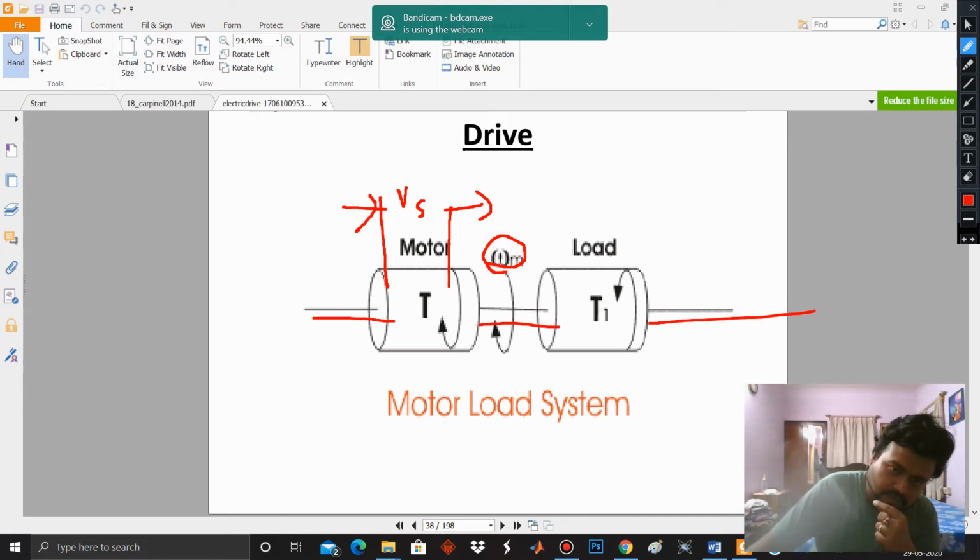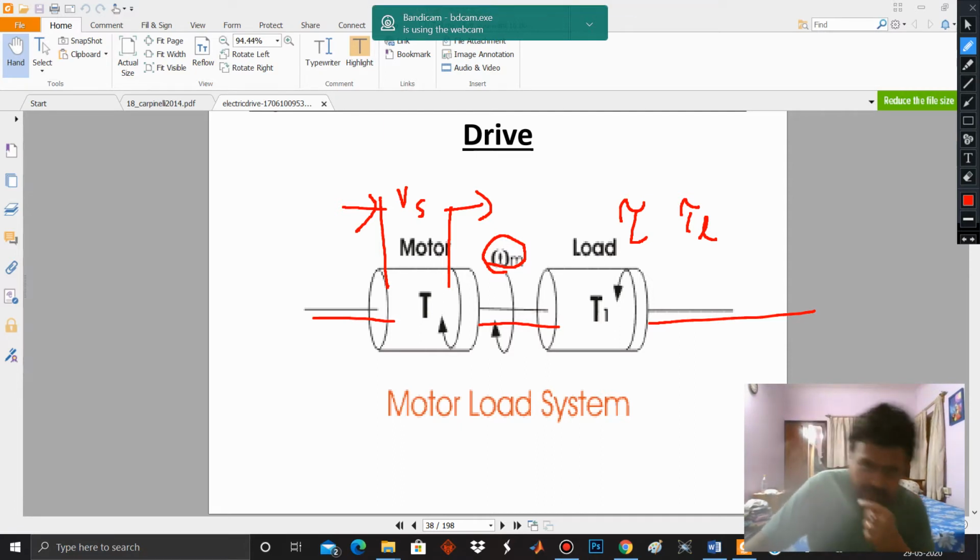Now the motor torque and the load torque will be opposing one another; they will act in opposite directions. If the load torque acts clockwise, the motor torque will act anti-clockwise, and vice versa. So this is the dynamics. The load will always oppose the motor rotor.